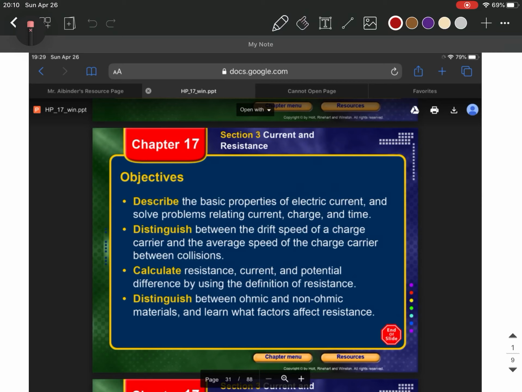So the objectives of today's class are to describe the basic properties of electric current and solve problems relating current, charge, and time, to distinguish between the drift speed of a charge carrier, which is an electron, and the average speed of the electrons between collisions, to calculate resistance, current, and potential difference by using the definition of resistance, and to distinguish between ohmic and non-ohmic materials, and to learn what factors affect resistance.